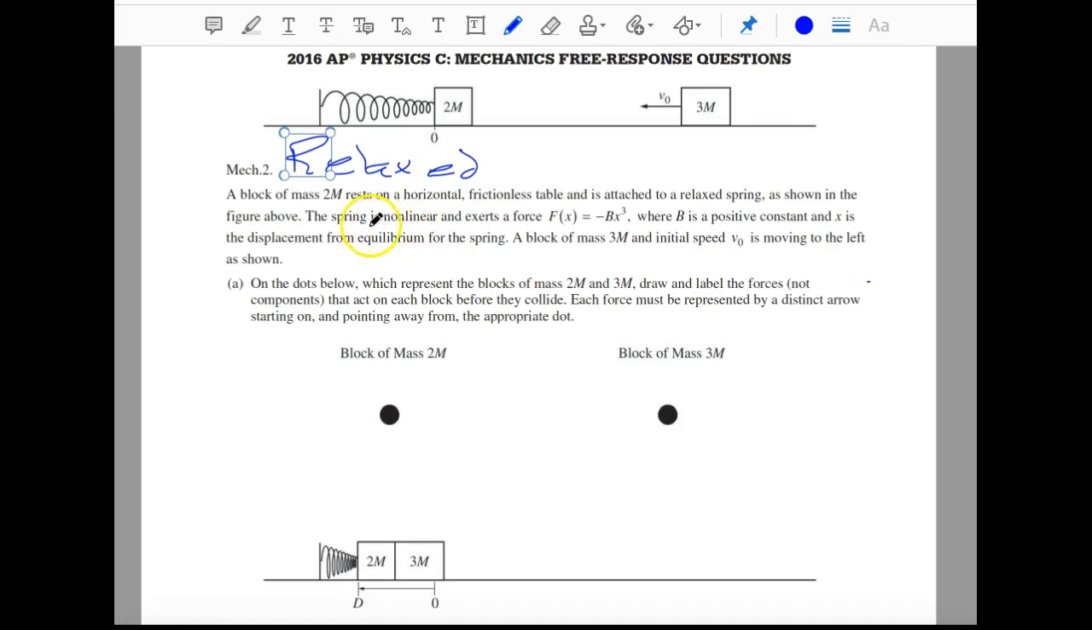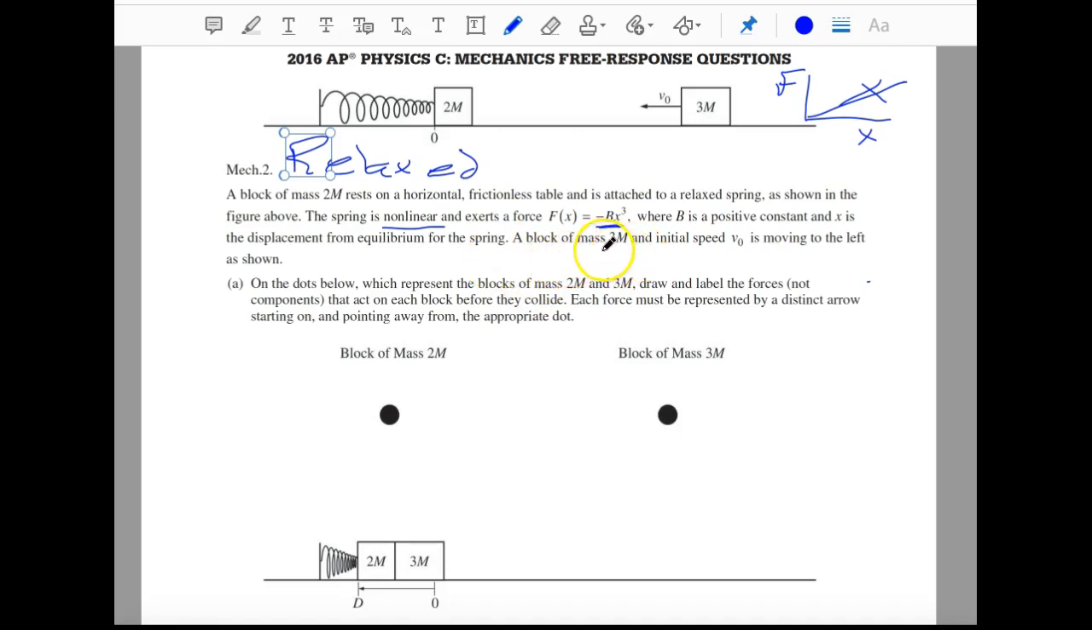The spring is non-linear and it exerts a force of negative bx³, where b is a positive constant and x is the displacement from the equilibrium of the spring. So for this spring, if you were to plot force versus stretch, it is not going to give you a straight line. It will give you a cubic curve. So that's what you have to remember for this one.